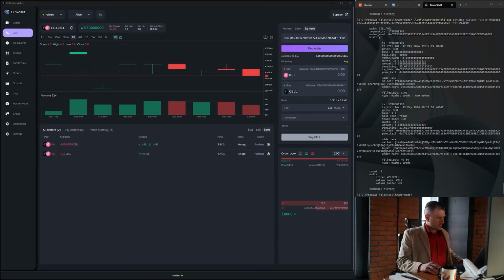All right, I think that will do for today. So we took a quick look at how the DEX is implemented in Cellframe ecosystem, how the matching engine works, and what details should be kept in mind when trading.